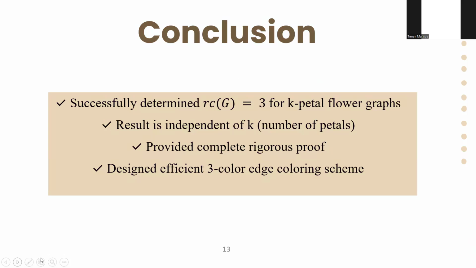Conclusion. First, we successfully determined that the rainbow connection number is 3 for k-petal flower graphs. Second, the result is independent of the number of petals. Third, we provided a complete rigorous proof. Fourth, we designed an efficient 3-color edge coloring scheme.